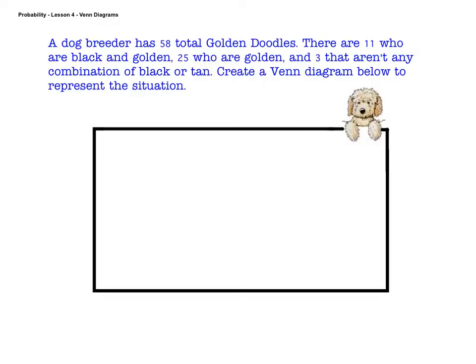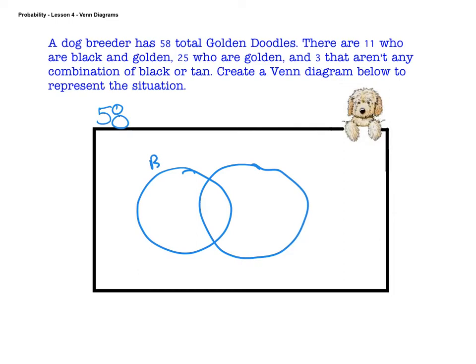So we have a dog breeder who has 58 golden doodles. I think that's your total. There are 11 who are black and golden. So we've got black and gold, and 11 who are both, 25 who are golden. So 25 minus 11 equals 14. And 3 that aren't any combination of black or, we're going to say that that's gold.